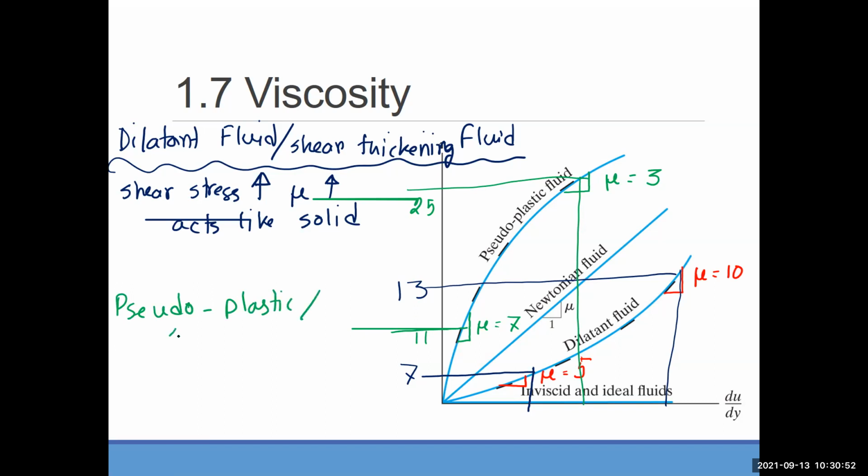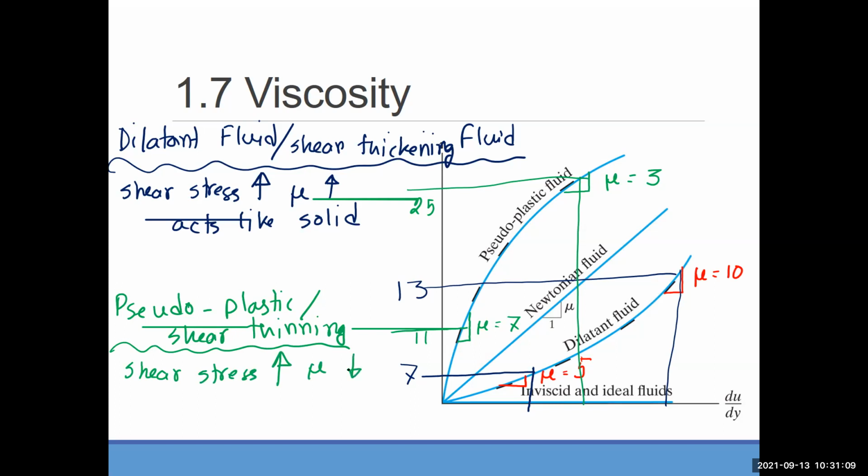So for this one, pseudoplastic or shear thinning, what is happening here? If shear stress is increasing, what is happening with the slope? Decreasing. That means viscosity is decreasing. And once the viscosity is decreasing, it will act like what? More liquid, right? And that's why it's called shear thinning, like it's getting thinner so that it can move very easily.